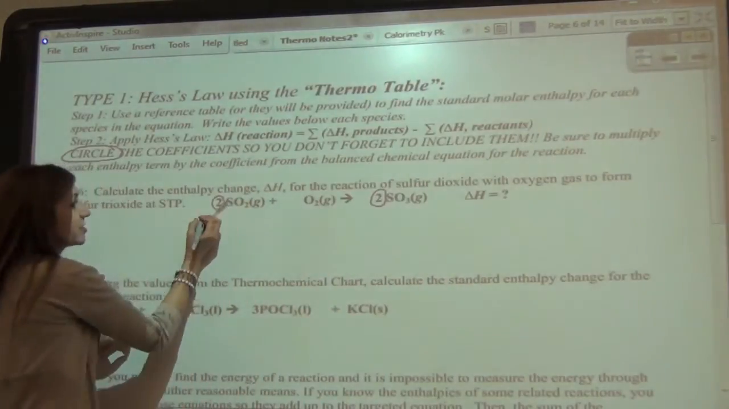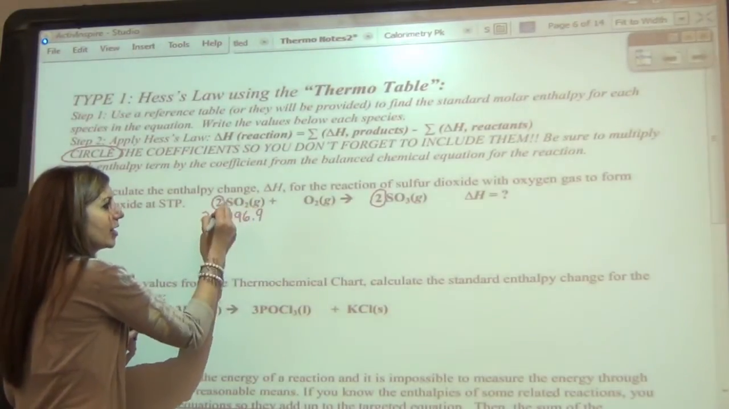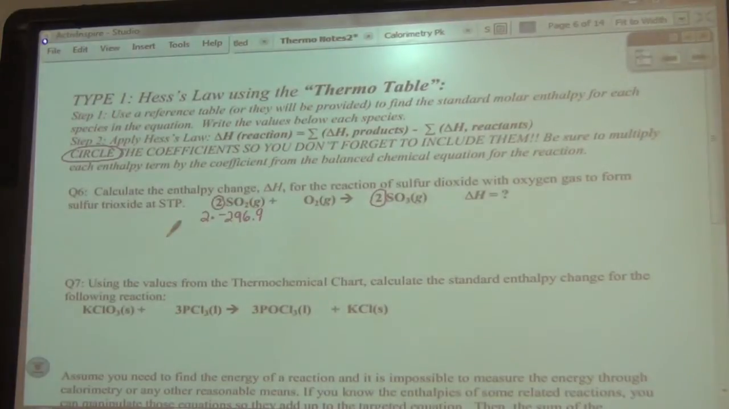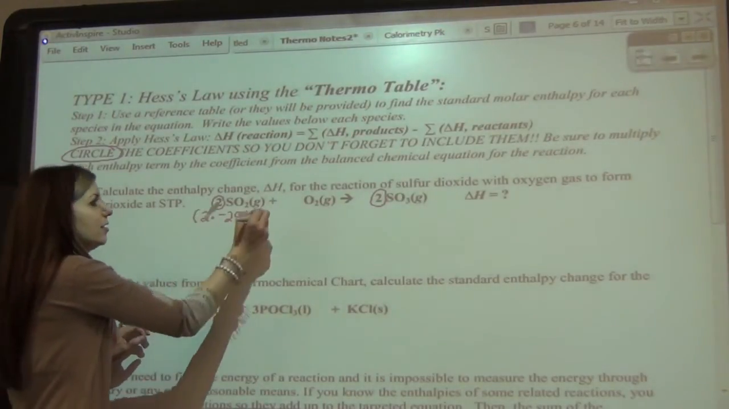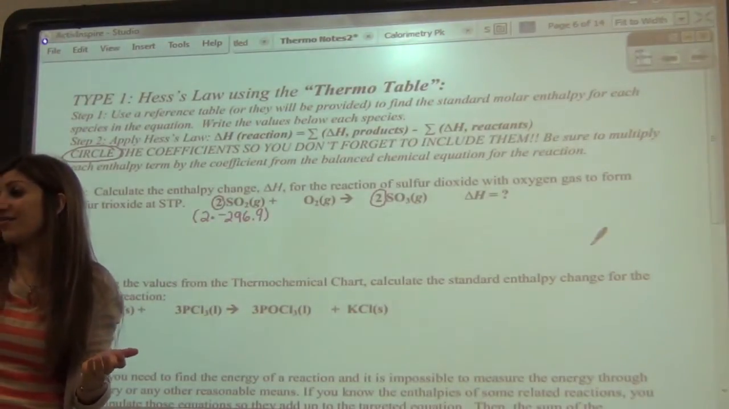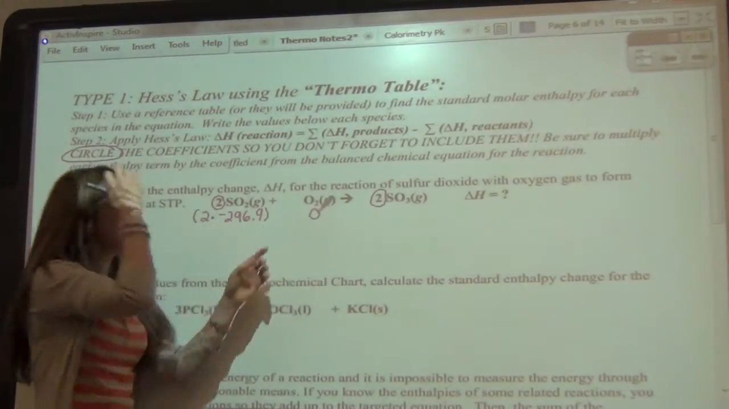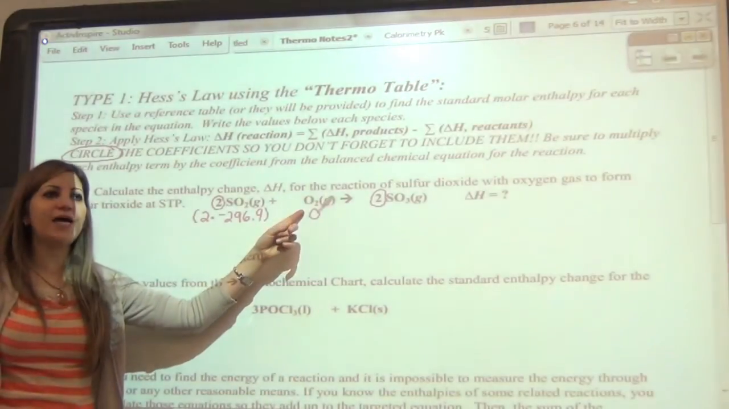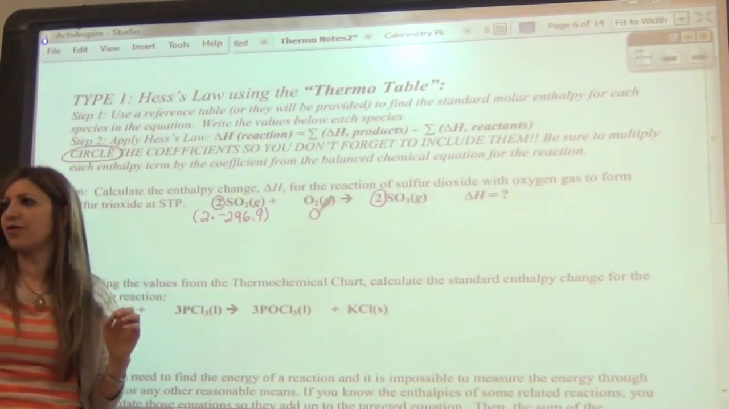So it's 2 times negative 296.9. Okay, I'm just going to do a dot for my multiplication sign here. So 2 times negative 296.9. Okay, next person. Oxygen, and you may not have to even look at oxygen. 0. Awesome. Even if there were 3 or 4 or 5 of them, it's still 0 times whatever number, which is just going to give you 0. So we can do 0 for that one.